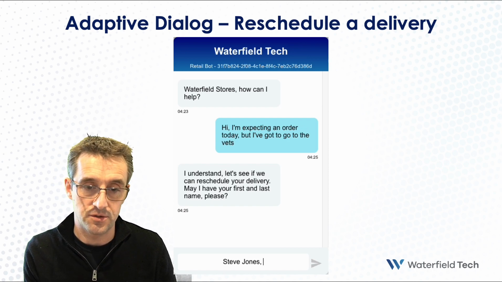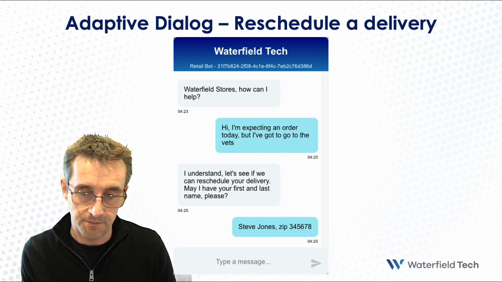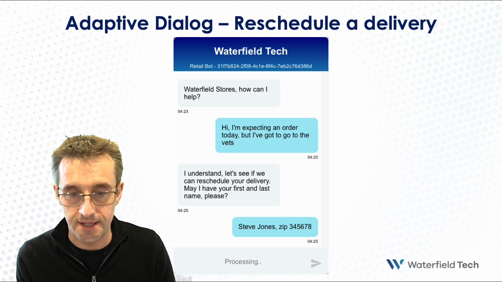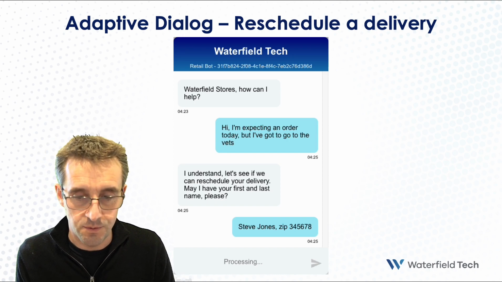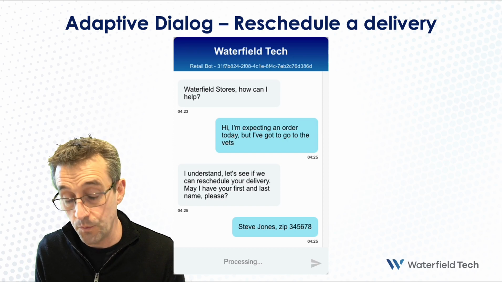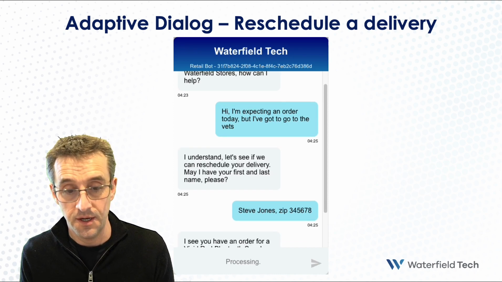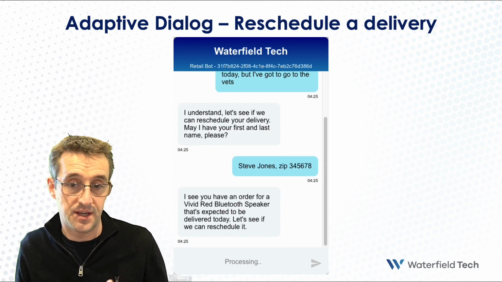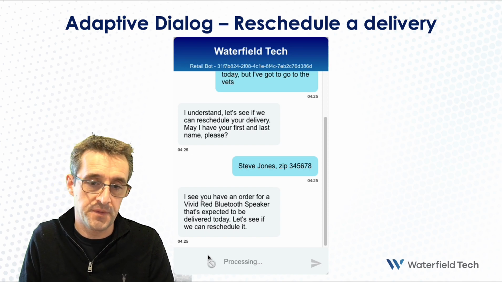Let's see if we can reschedule your delivery. Can I first have some details about you? So I'm going to provide my name, Steve Jones, and my zip code, only because I use this system a lot and I know that's what it's also going to ask for next. So just to speed things up a bit. And we do find that with customers that are used to interacting with systems a lot, you get novice and expert users, and expert users will chart a slightly different path through your application.